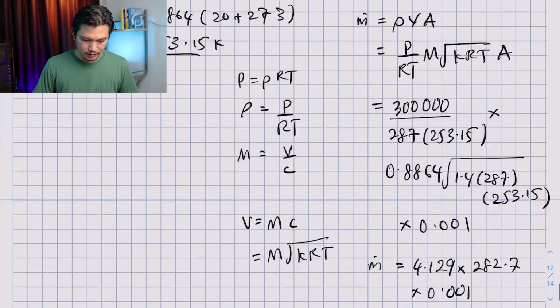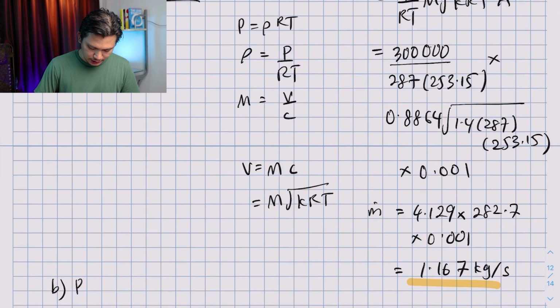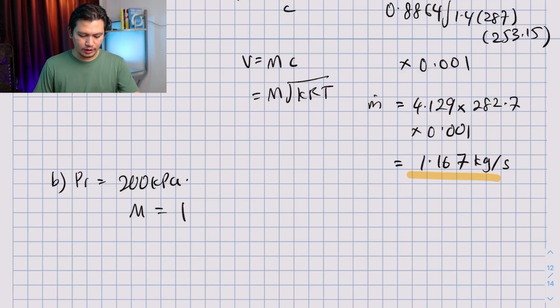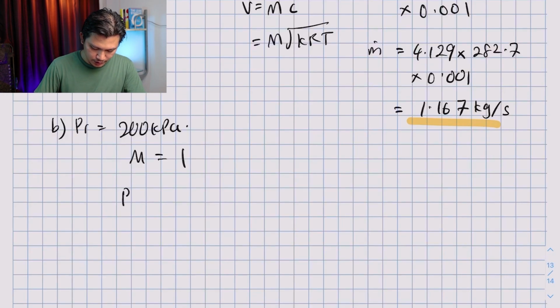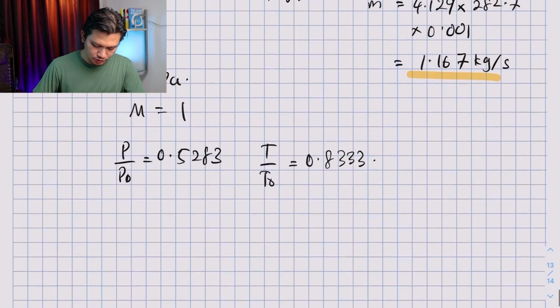So exactly. And we have one more case, which is case B, where the pressure at the receiver is 200 kilopascal. In here, we already know that M equals 1 at this location. So at M equals 1, these are the parameters. From the table, we know that P over P naught is equal to 0.5283 and T over T naught is equal to 0.8333. Okay, so that's quite simple now.